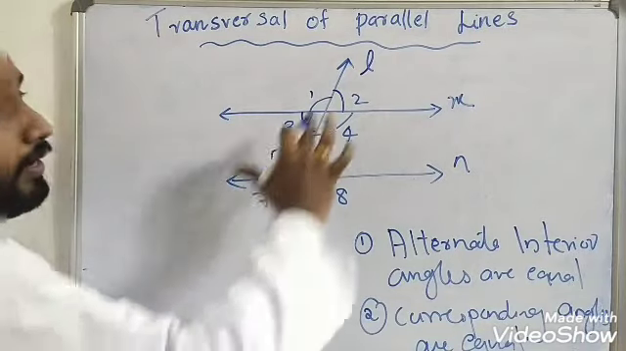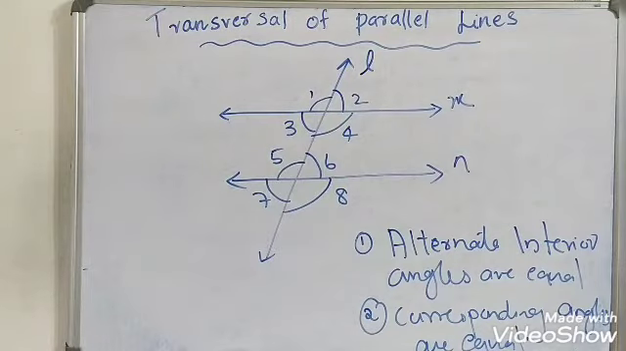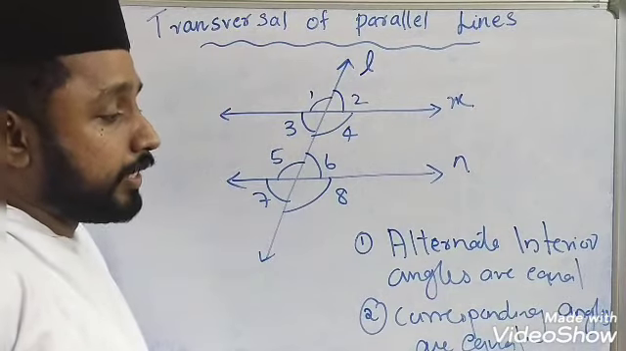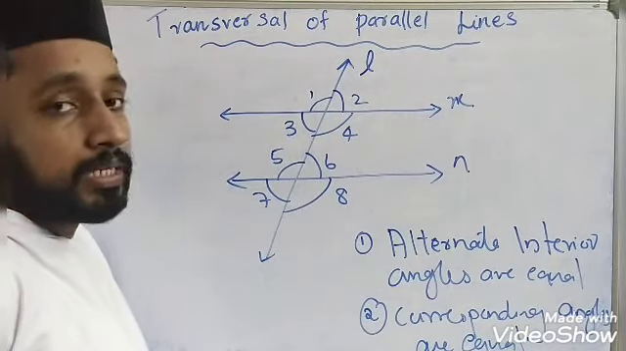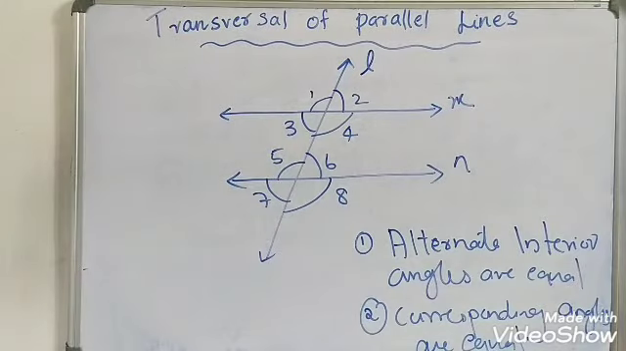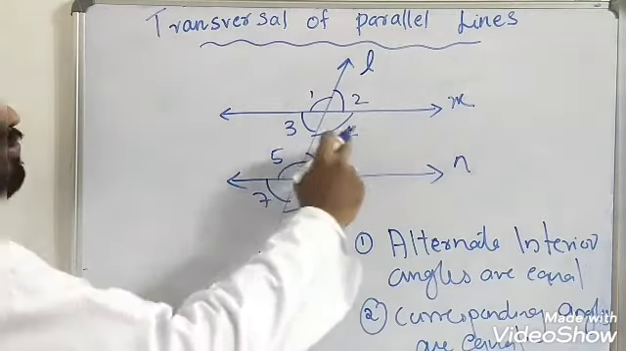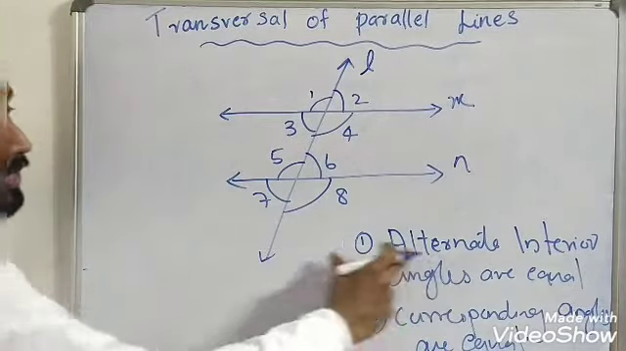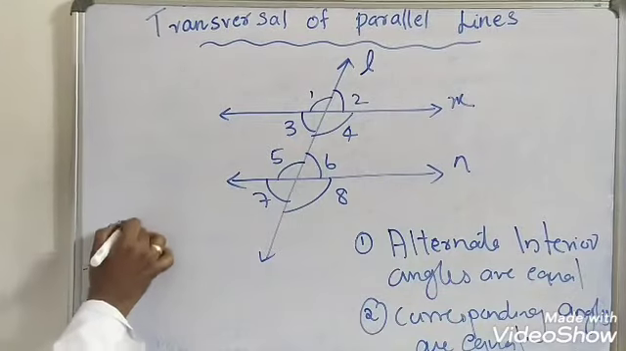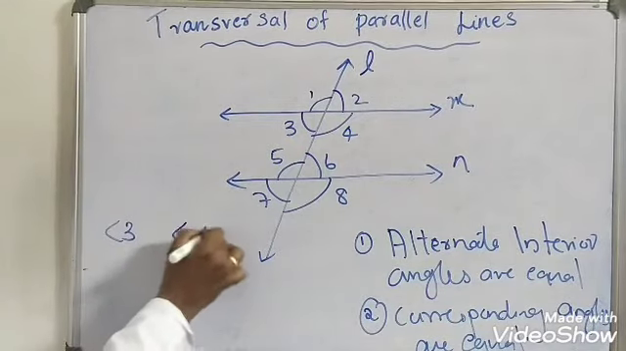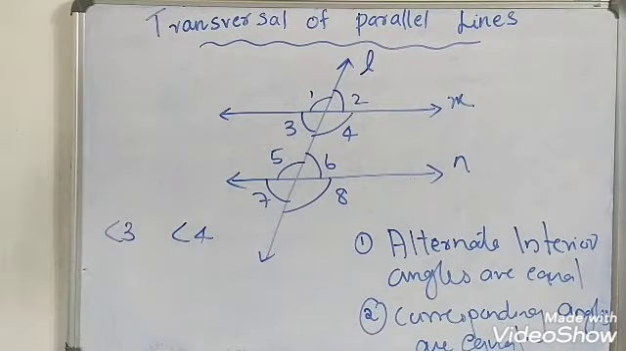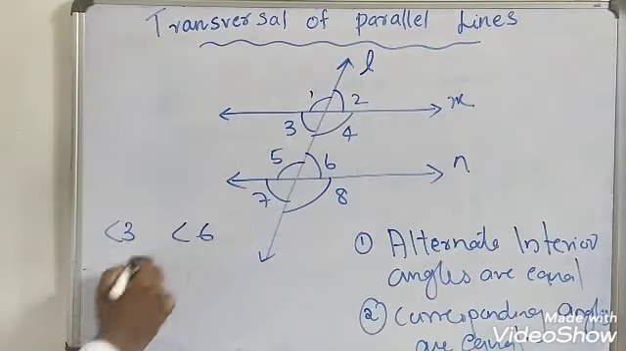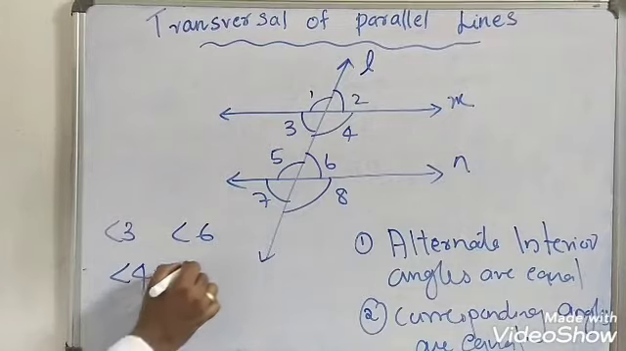When these two parallel lines are cut by a transversal, the first condition is that alternate interior angles are equal. What are the interior angles? 3, 4, 5, 6. These are the interior angles. Alternate interior angles: one pair is angle 3 and angle 6, and another pair is angle 4 and angle 5.